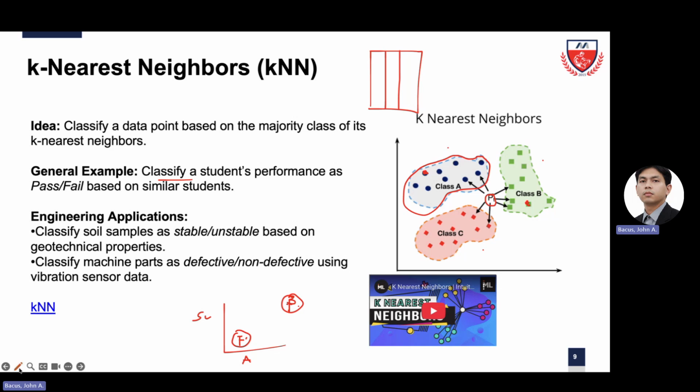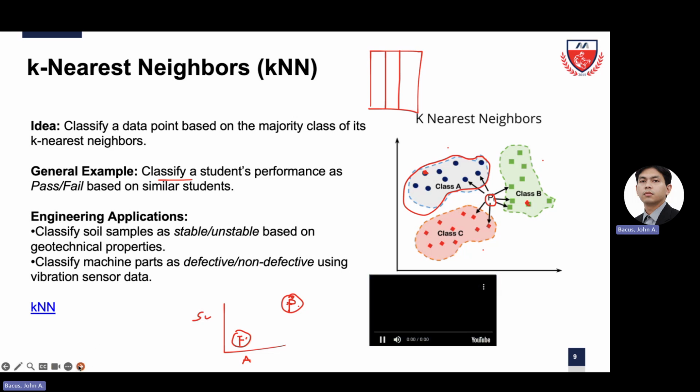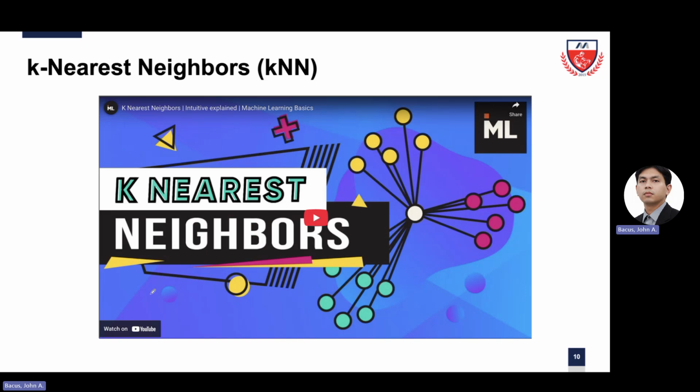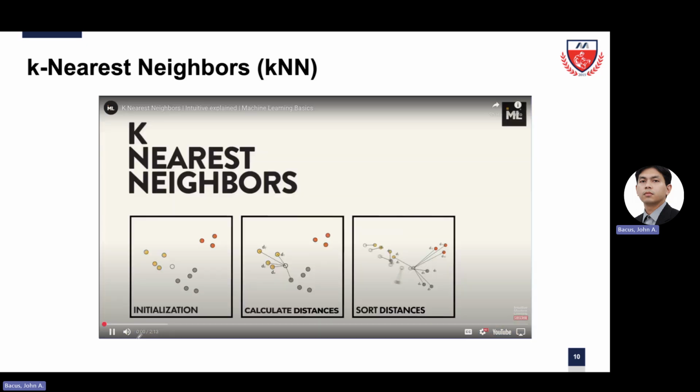Okay, so in engineering, we have classification of soil samples as stable or unstable based on geotechnical properties. Classify machine parts as defective or non-defective using vibration sensor data. Next, please watch this video about the k-nearest neighbors.